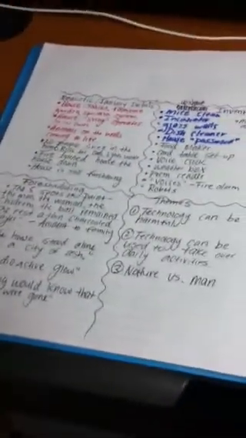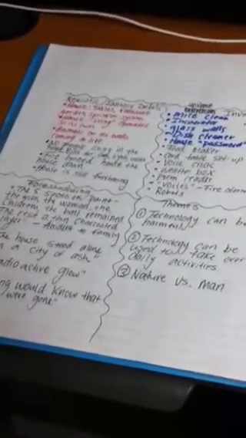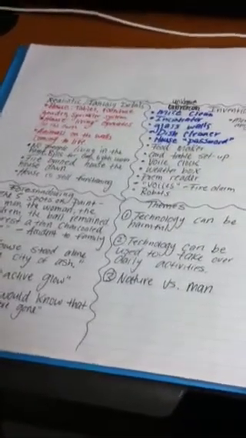On page 19, I have simply the graphic organizer for the different aspects of science fiction in the story There Will Come Soft Rains. And directly across from page 19 is page 20, where we've actually taped the story, There Will Come Soft Rains.